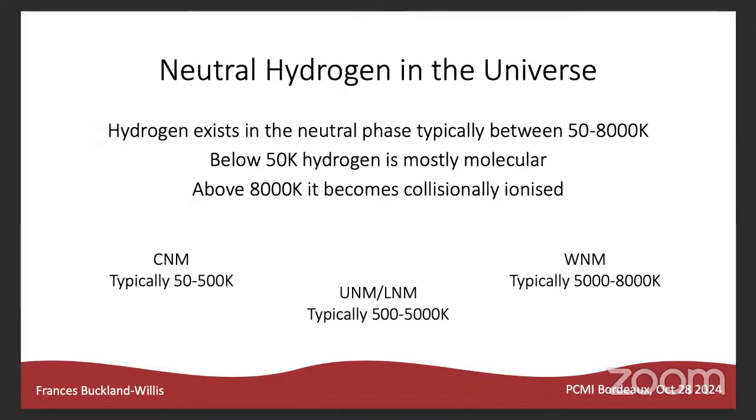So even within the neutral hydrogen phase, we can further break it down into three main phases. So we talk about these three phases, the CNM, the UNM or the LNM, and the WNM, and these stand for the cold, unstable, lukewarm, and the warm neutral medium. So can you guys see? You can see the cursor, right? Okay. So these are typical ranges for local conditions. These are not prescriptive across the universe, but these are sort of the ranges that we look at.